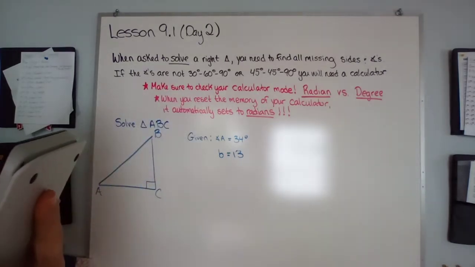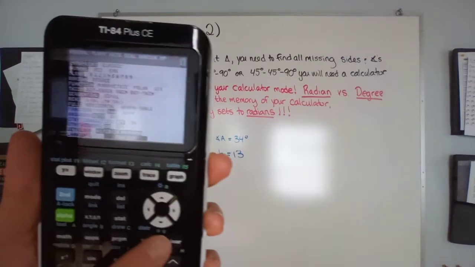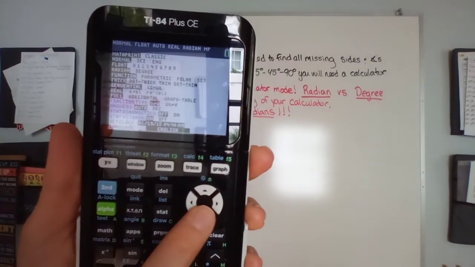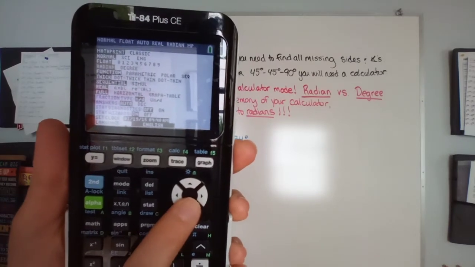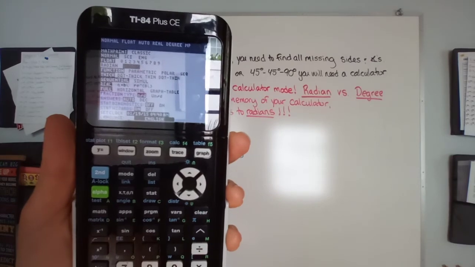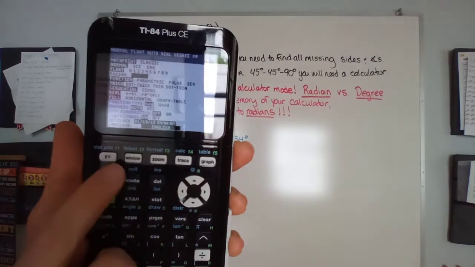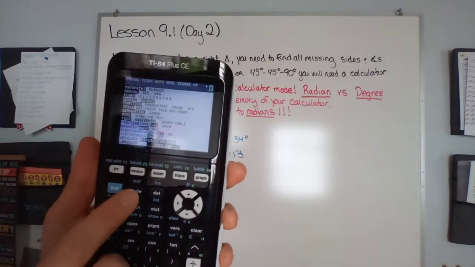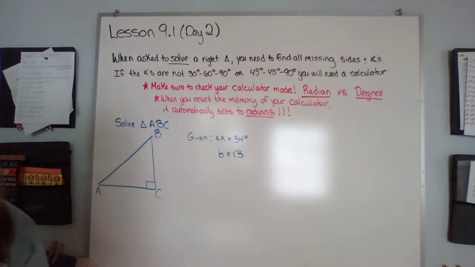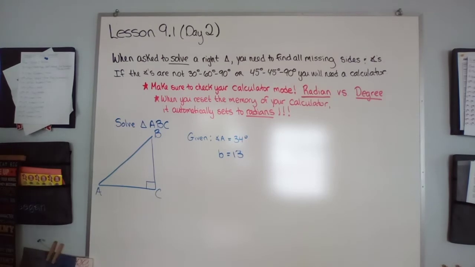I'm going to hit mode. And when I hit mode, you guys can see, if I go down a little bit, that it's highlighted in radian. I want to go over to degree and push enter. So that radian is no longer highlighted. And then I'm going to push second mode because that'll bring me back to my main screen. It lets me quit that previous screen. So now I'm in degree mode.